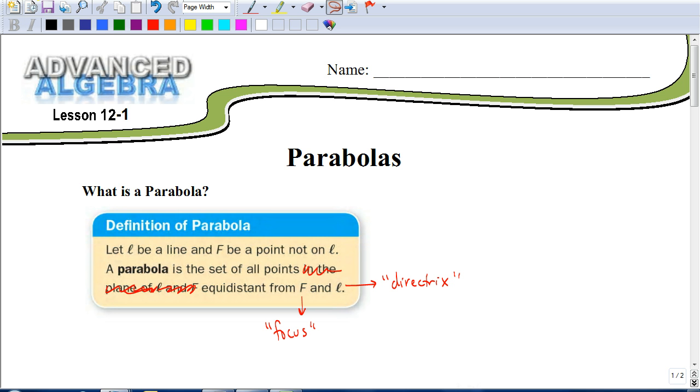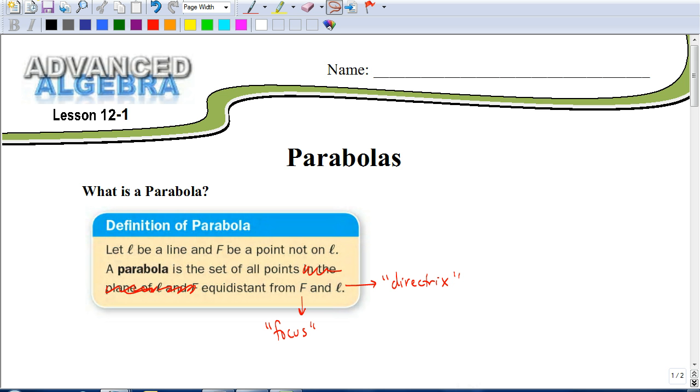But let's look at this definition of a parabola. Make sure you get this copied down in your notes if you're copying them down. It says, let L be a line and F be a point not on L. A parabola then is the set of all the points equidistant from the focus F and that line L, which we call the directrix. So the focus is a point and the directrix is going to be a line, and the parabola is going to be a whole bunch of points that are the same distance from that point, the focus, and that line, the directrix.